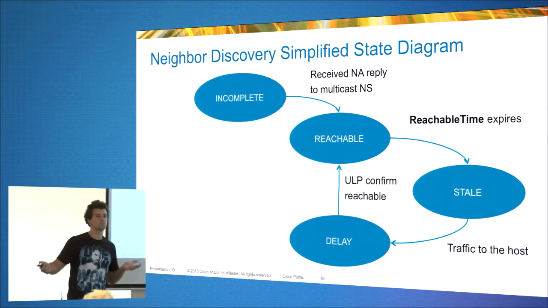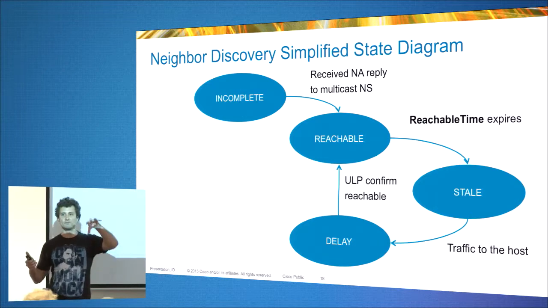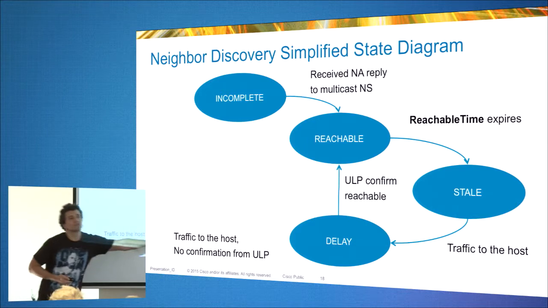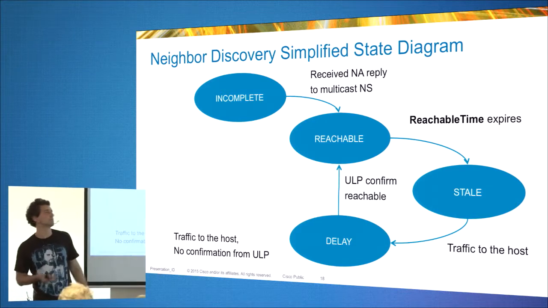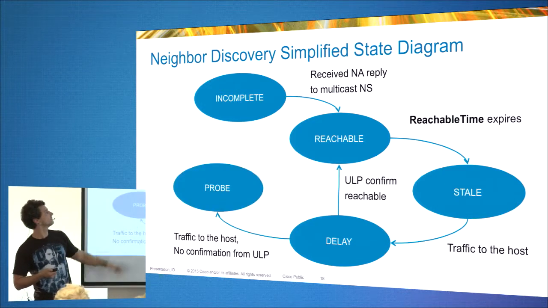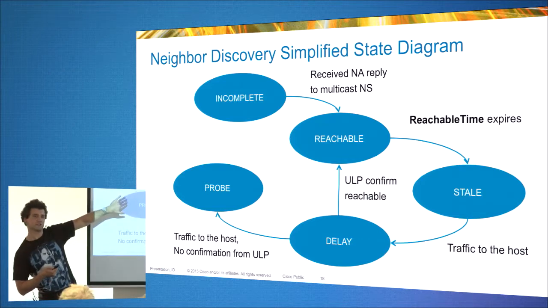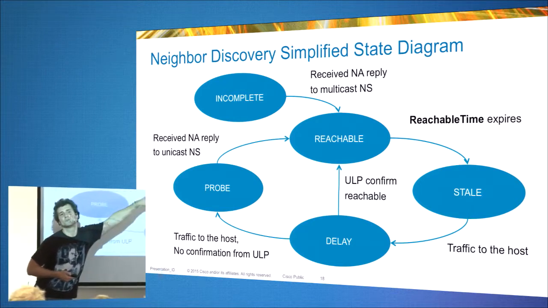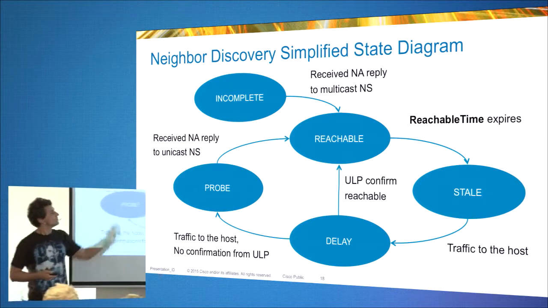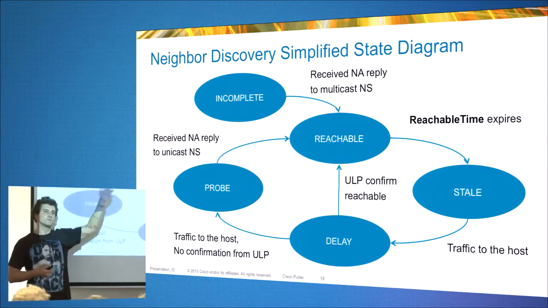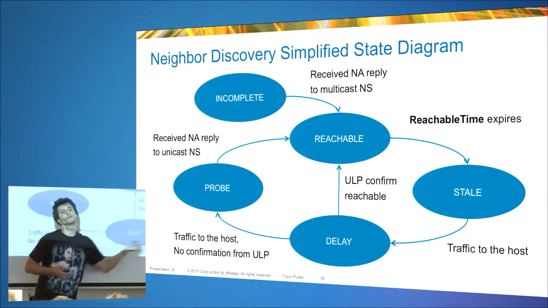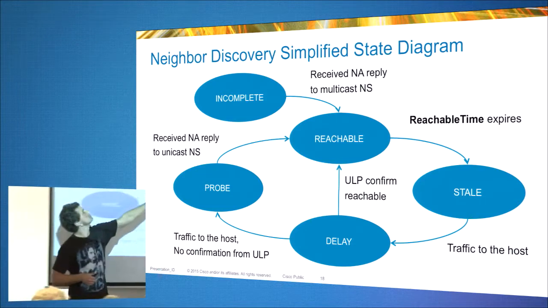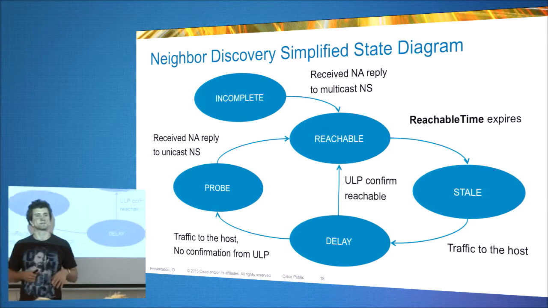But in practical scenarios, most of the time, you have a router and a host talking. So when there is no confirmation from the upper level protocol, or no upper level protocol between the two devices, we send a unicast neighbor solicitation. And when we receive the reply, we put the entry into reachable state again. So in effect, every active neighbor entry cycles through this circle. If you look at the router, you will see that some entries will be in the reachable state, some entries will be in the stale state.